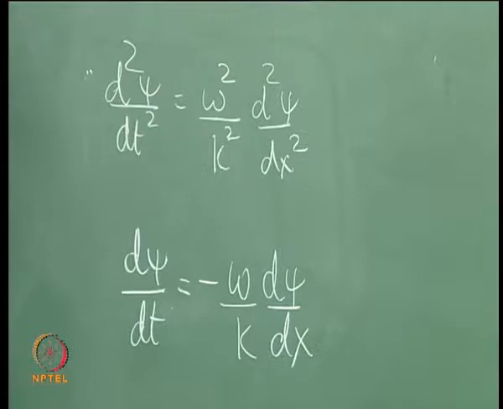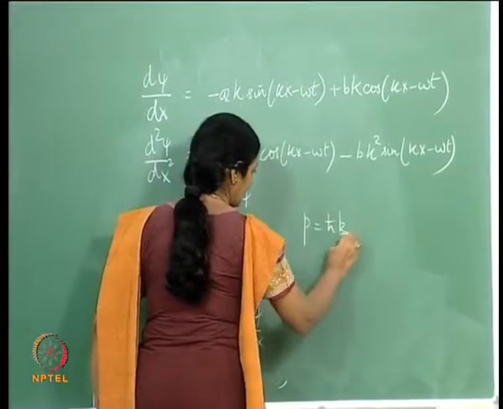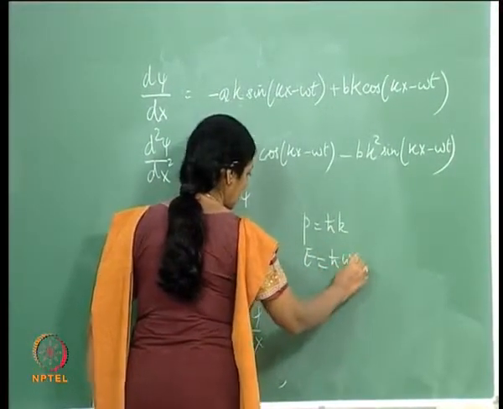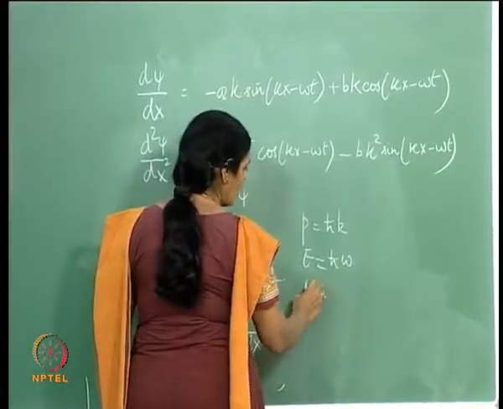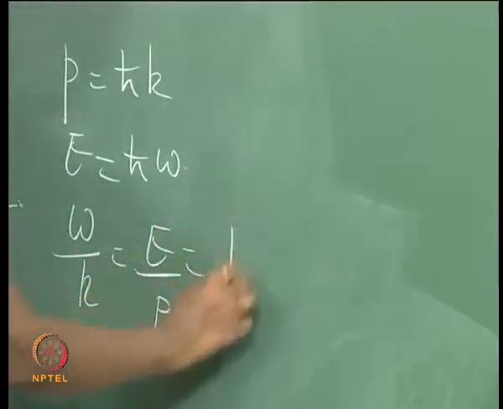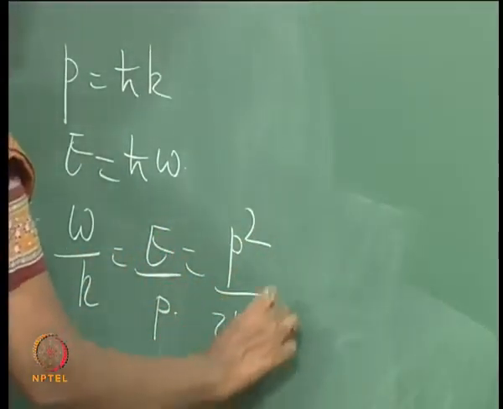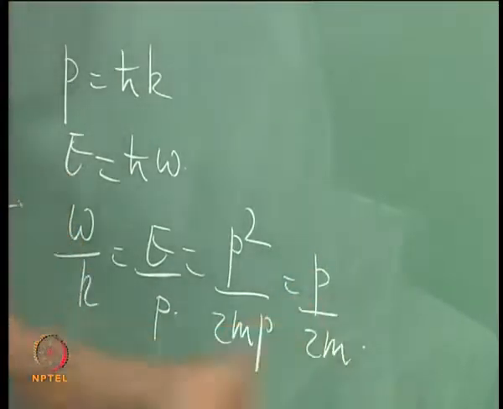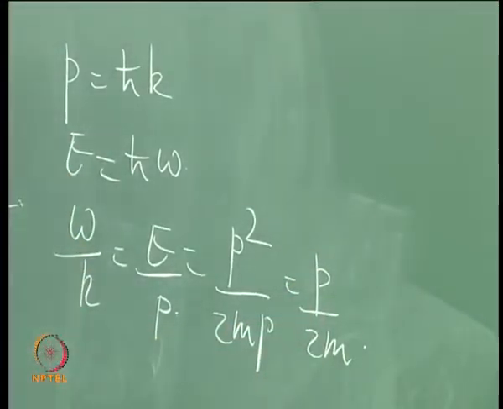The problem is this: if you compare p is h cross k and E is h cross omega, and look at the ratio omega by k, for instance, that is E by p, and that is p squared by 2m p, which is p by 2m. That's like saying that this equation depends upon the value of the momentum. Depending upon what the momentum value is, the equation keeps changing.